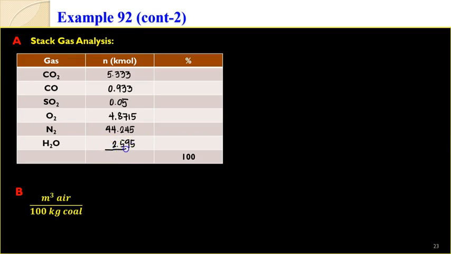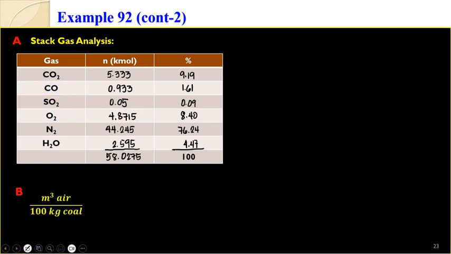So when we total this one, it gives us a total of 58.0275 kilomoles. So getting the percentages of each, they'll be 9.19%, 1.61%, 0.09%, 8.40%, 76.24%, and lastly 4.47%, which should give you a total of 100%. So this is the stack gas analysis.